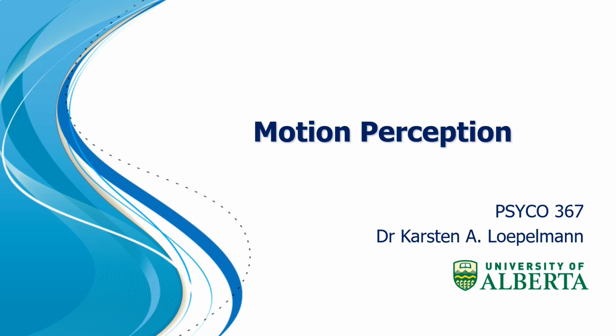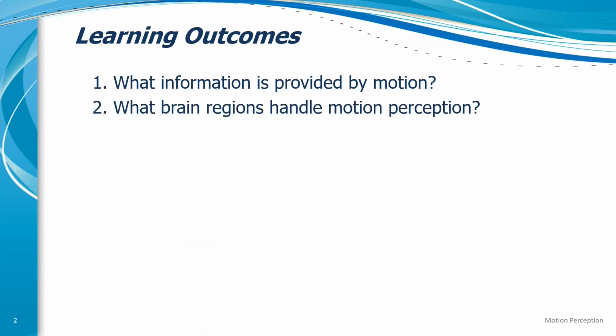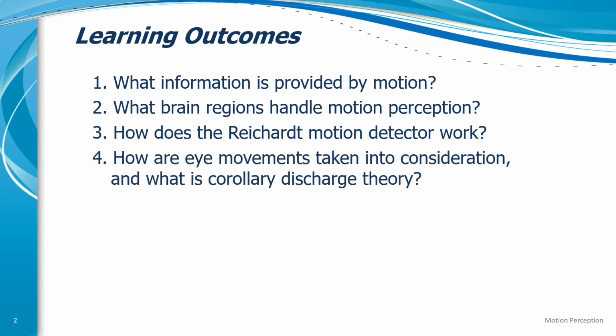Hi everyone, my next topic is motion perception. Here are the learning outcomes. We'll take a look at what kind of information motion provides to us. We'll narrow down a little bit the brain regions that handle motion perception. I will go into one proposed type of motion detector called a Reichardt motion detector. We'll see that it's missing one important piece of information, which is totally given away by number 4.